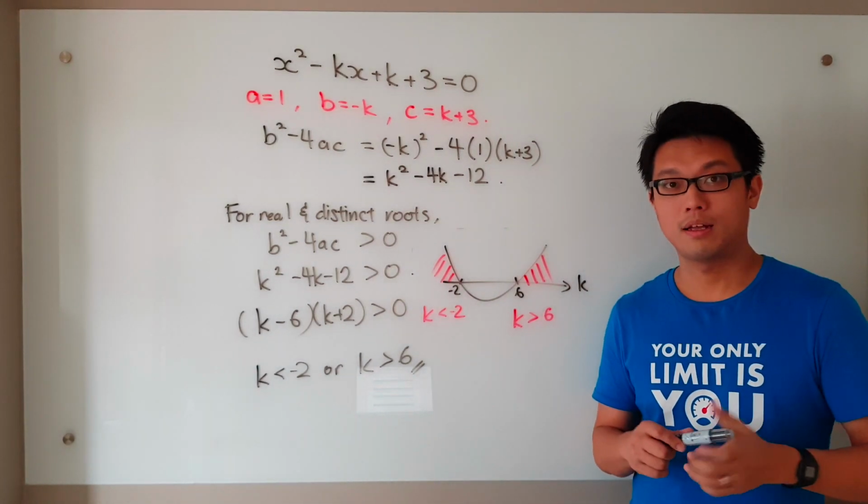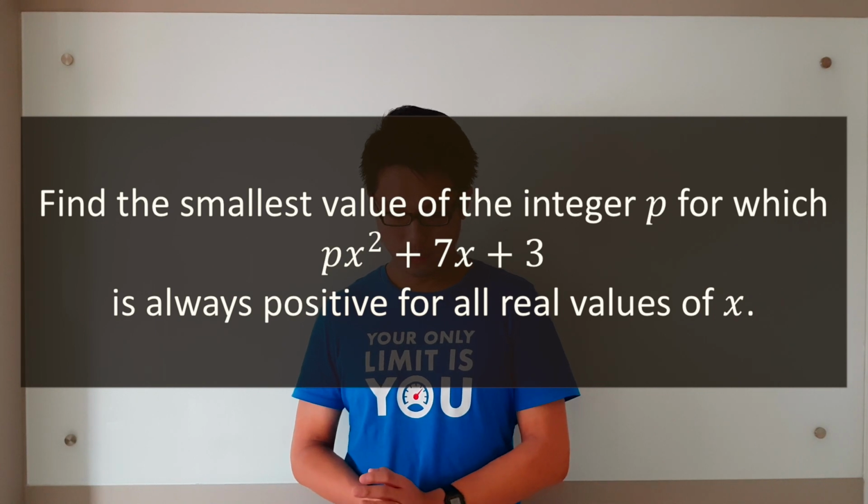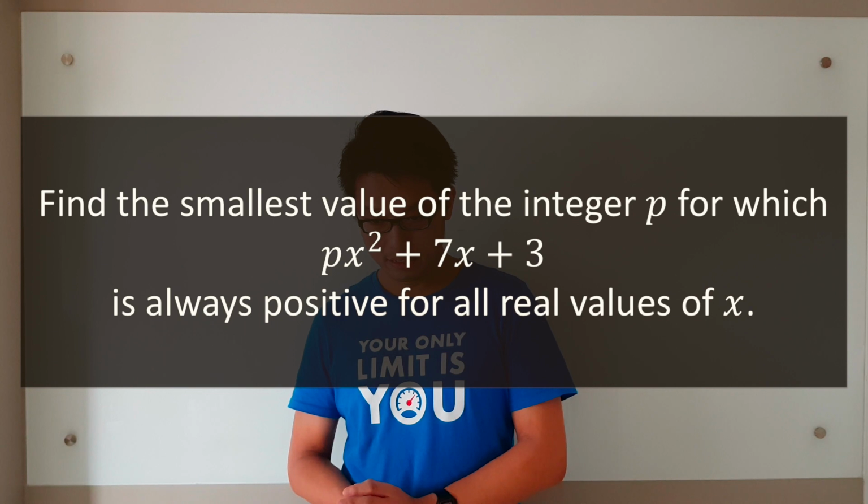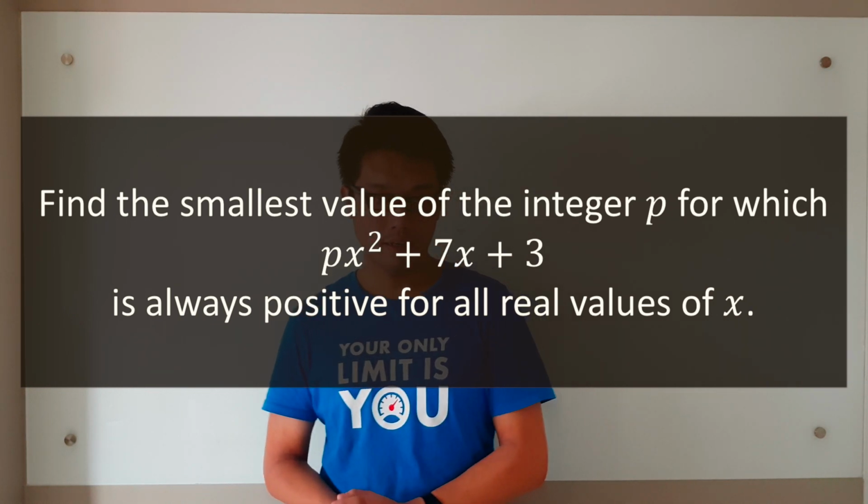There we have it. The next example: find the smallest value of the integer p for which px squared plus 7x plus 3 is always positive for all real values of x. This question is actually slightly trickier. You need to understand what it means for a quadratic expression to be always positive for all real values of x.